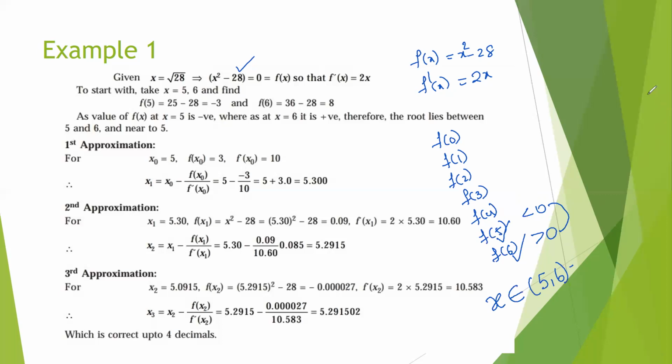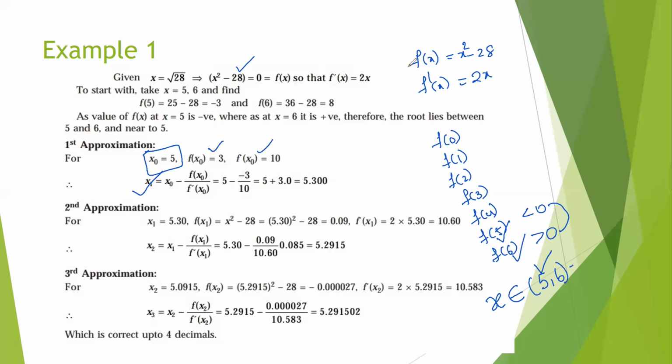After getting this interval, the first value in this interval will be considered as x0. This is called the first approximation. Why? Because now only we are telling that the root lies between 5 and 6, so it may be 5 also. So assuming that it may be 5, let us consider the first approximation as x0 is equal to 5. To calculate the next approximation x1, we require certain values like f of x0 and f dash of x0. Those should be calculated first.